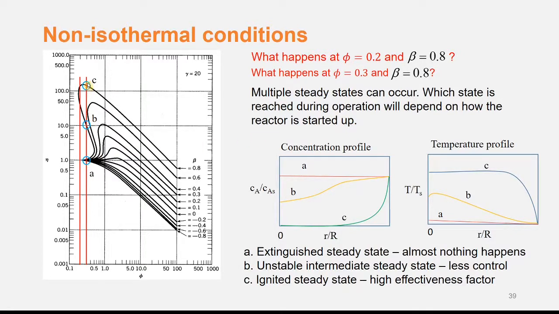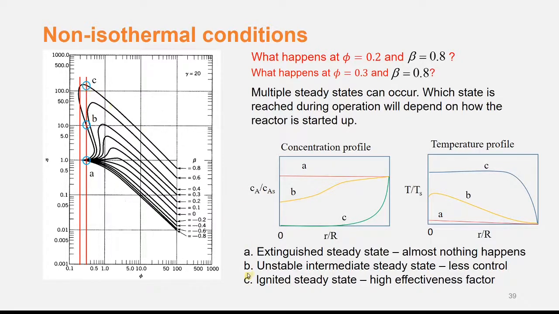A, B, and C in turn, A is called an extinguished steady state. The reactant diffuses into the pellet, but not much reaction takes place. The temperature does not increase much at all. B is called an unstable intermediate steady state. Its behavior is some way between A and C, but it's hard to keep the reactor at this state. It wants to go to either A or C.